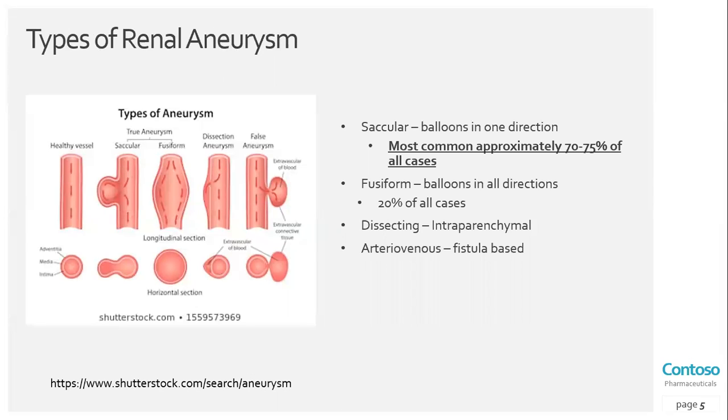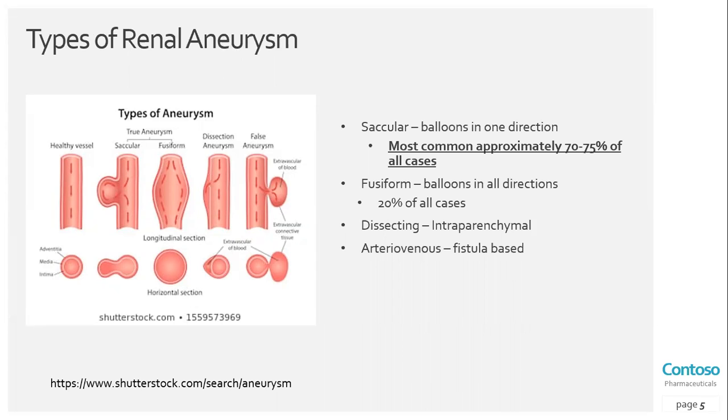Types of renal aneurysm, again, as I mentioned, saccular. Those balloon in one direction and are the most common types of renal aneurysm. They account for approximately 70 to 75% of all cases. Fusiform aneurysms, which balloon in one direction, account for 20% of the cases.